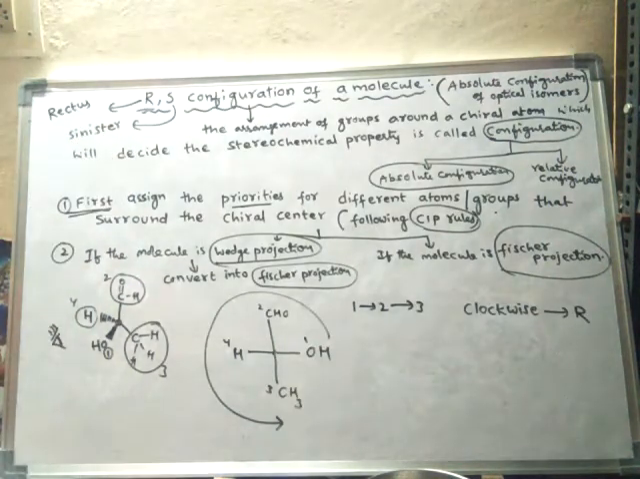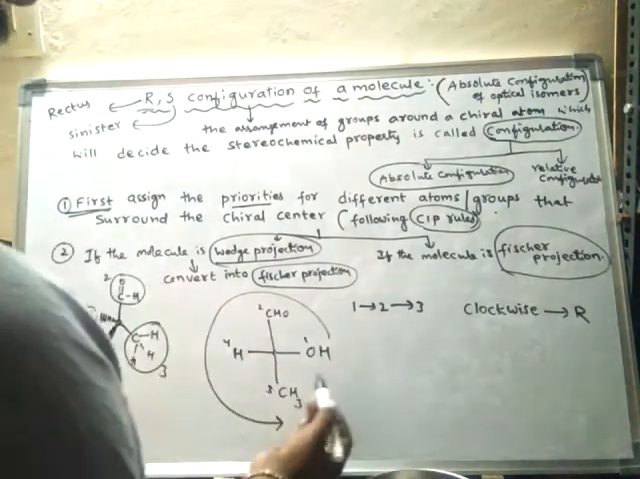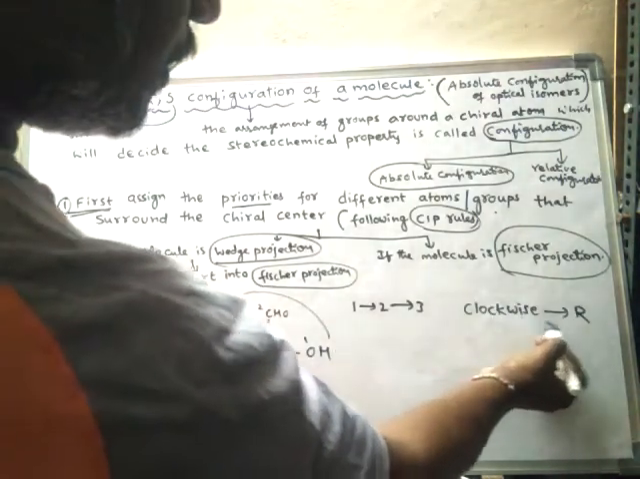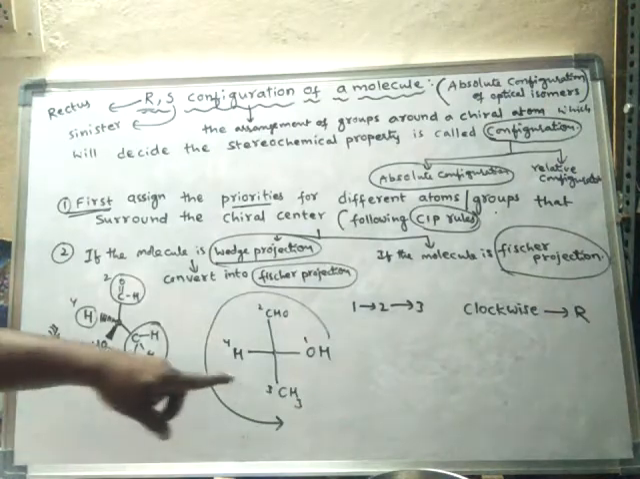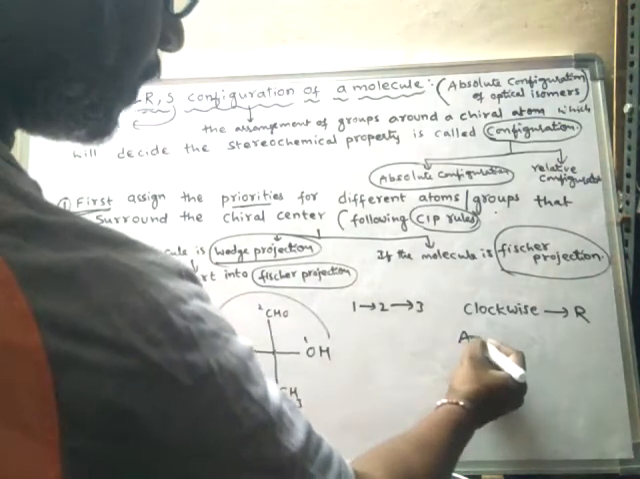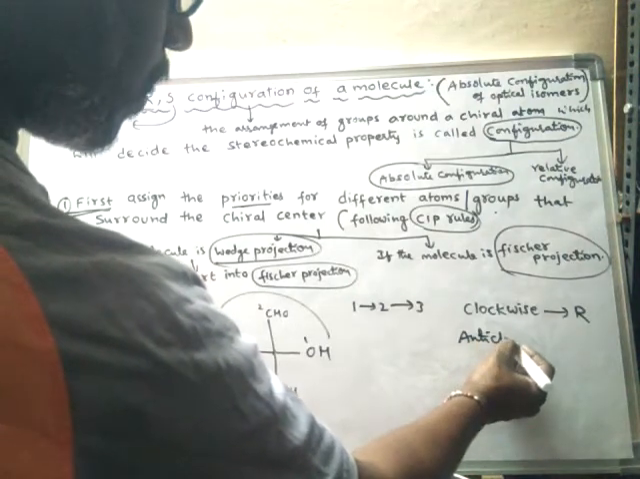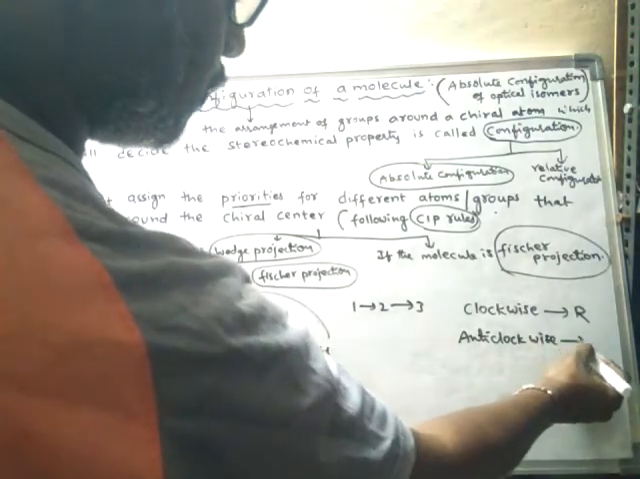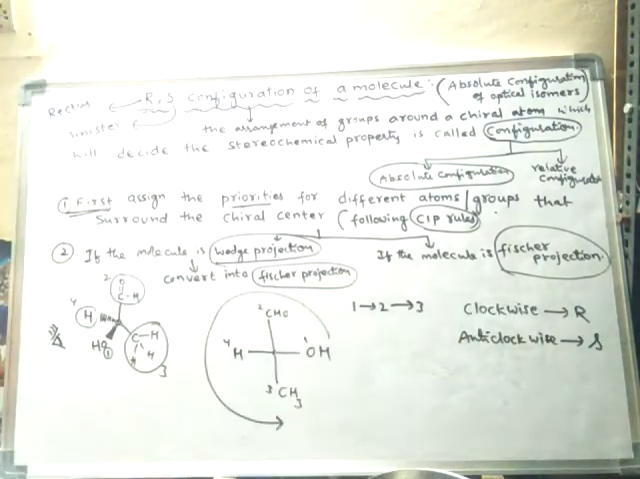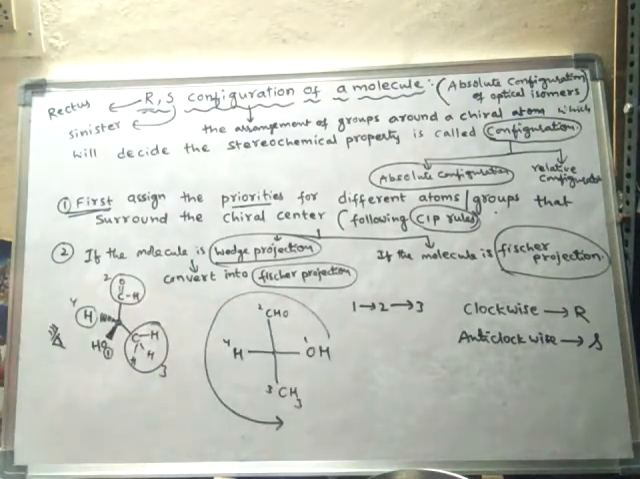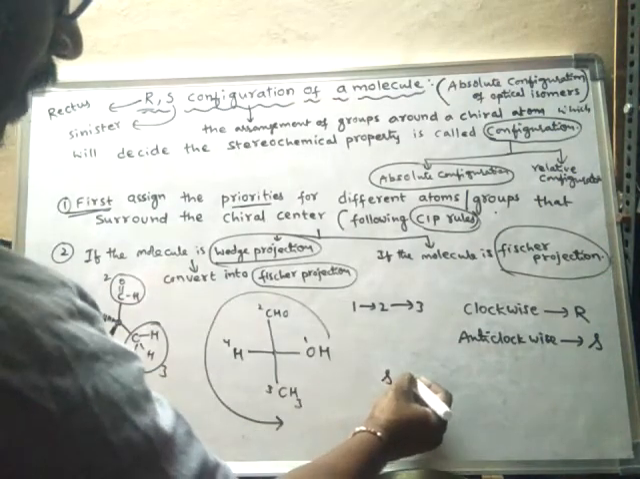Rectus means towards right. Sinister means towards left. So if it is a clockwise direction, then we have to indicate it as R configuration. But here in this case, it is anti-clockwise direction. Hence, for anti-clockwise direction, we have to indicate it as S configuration. So here the molecule is having S configuration.